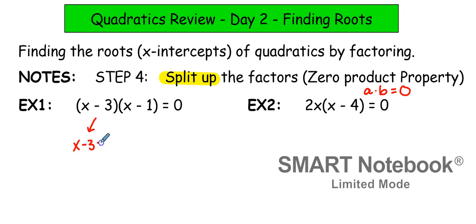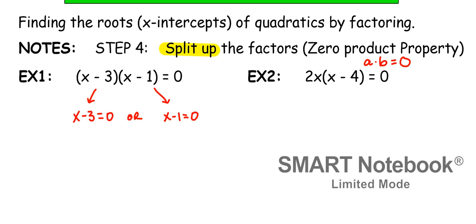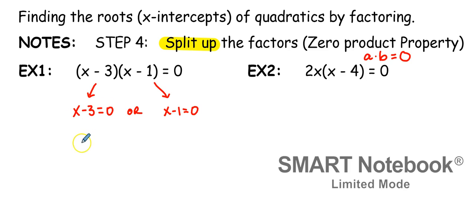We know that either this one has to be 0 or this one has to be 0. And then we can solve it. So I've got x minus 3 equals 0. So I can say, hey, x has got to be 3, or x is equal to 1. And these are the roots of this particular quadratic, 3 and 1.